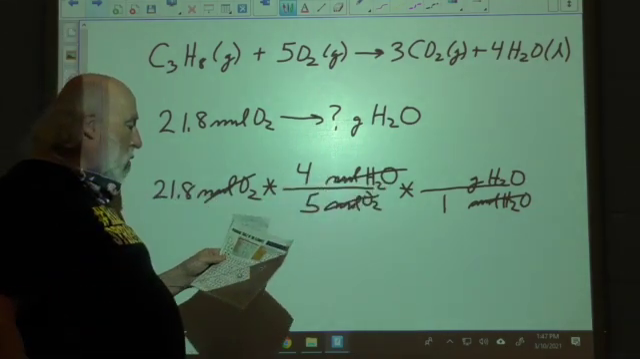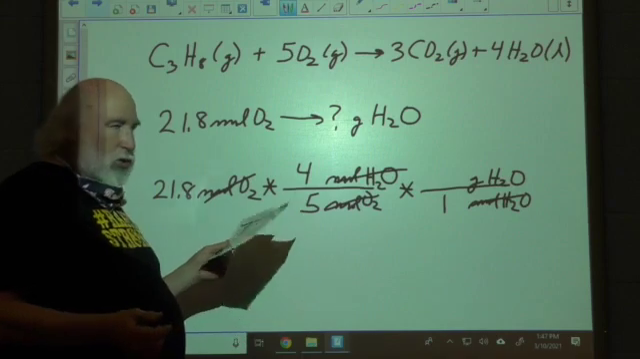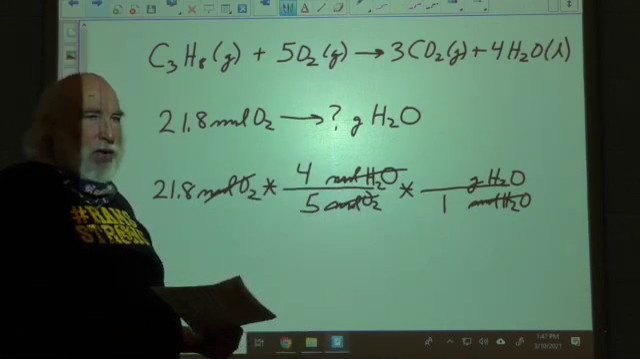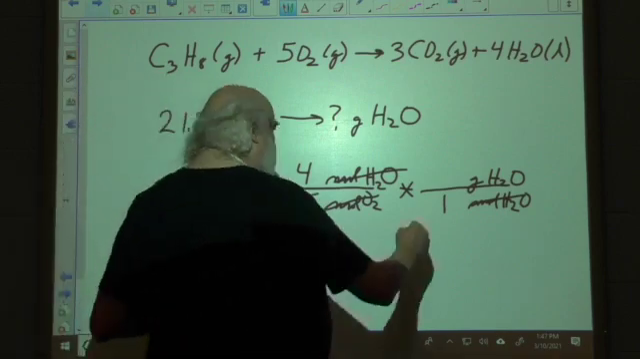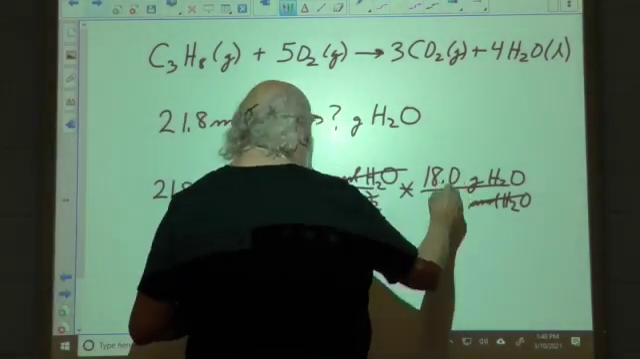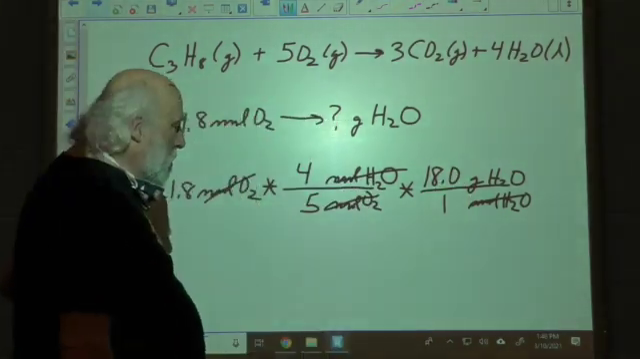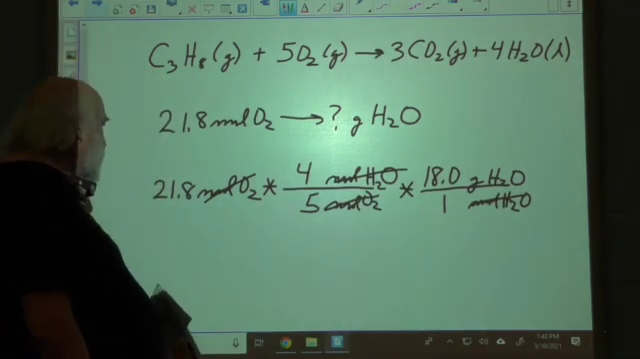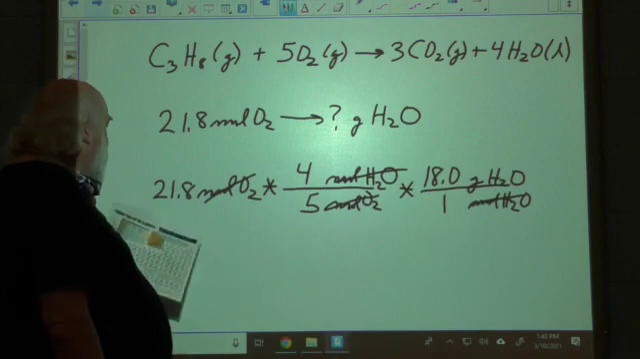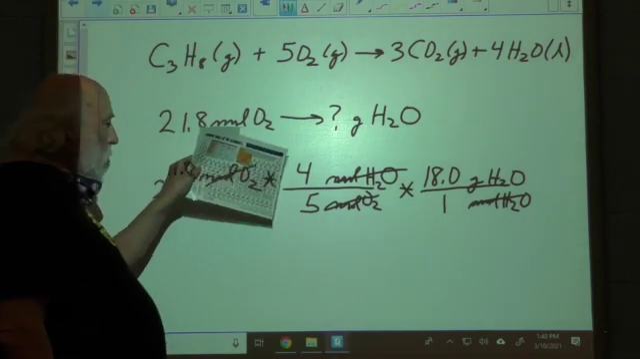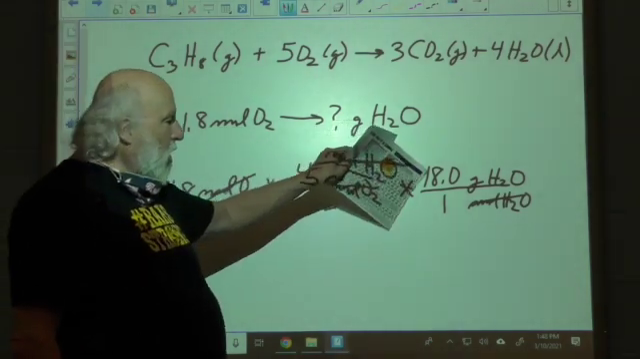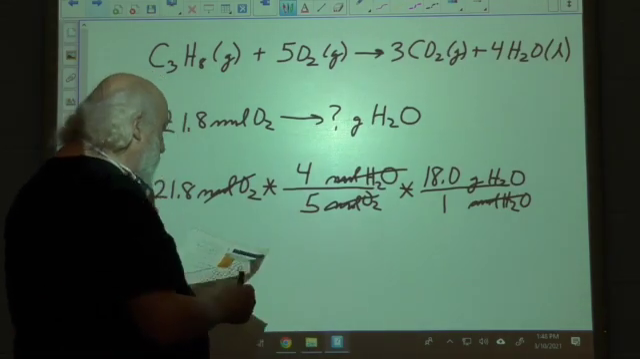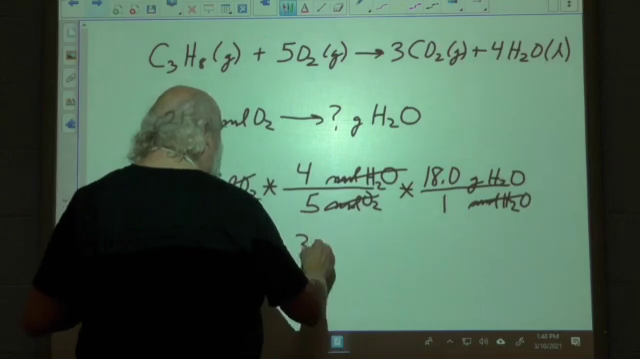Now hydrogen's 1.01, and we got 2, that's 2.02, and oxygen's 16.0. We add that to that and round out to 3 sig figs, 18.0, which most of you already know because of the nauseating number of times we had to do that in the hydrates. And now we're ready to go. 21.8 times 4 divided by 5 times 18.0. And the answer we get for that is 314 grams of water.